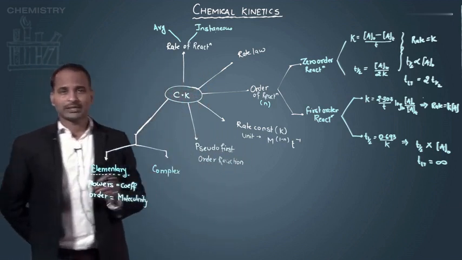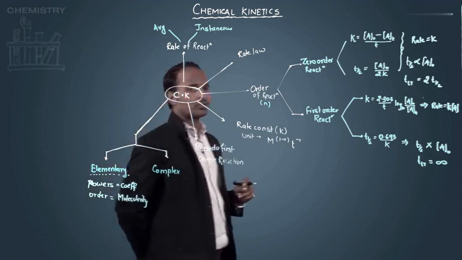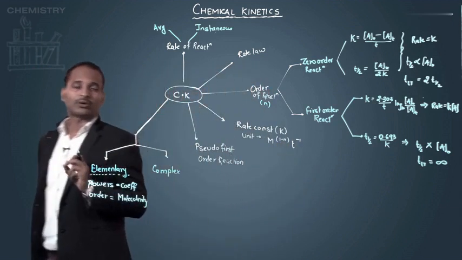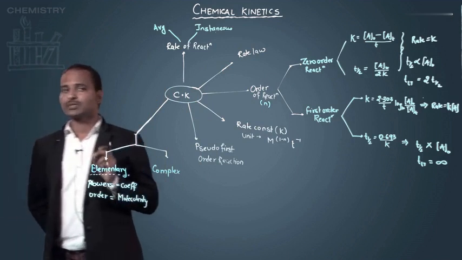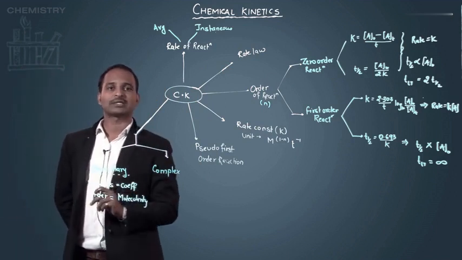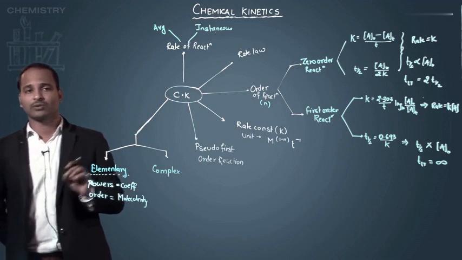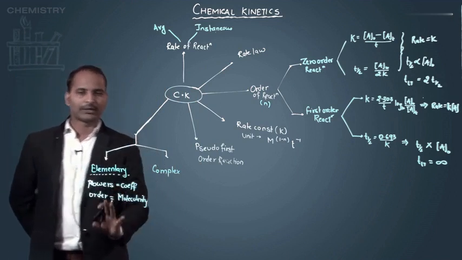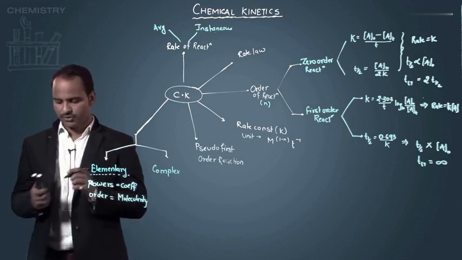In a complex reaction, the reaction which takes place in two or more steps, there is one step that is called the slow step, also known as the rate determining step. It is very important, because the rate of a complex reaction depends upon the rate of the slowest step. So this is elementary reaction and complex reaction.